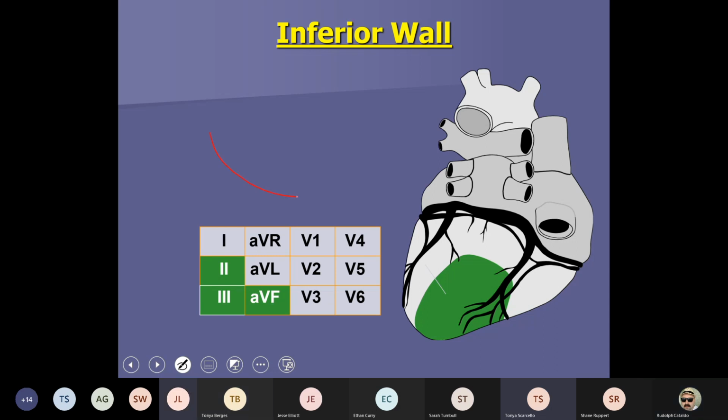Decreases preload. Okay, let me draw a heart out here for you. I'll break it up into 4 chambers. Okay, so I've got my 2 atriums, my left and right. I've got my 2 ventricles, my right and left. So blood comes into which side of the heart from the body?